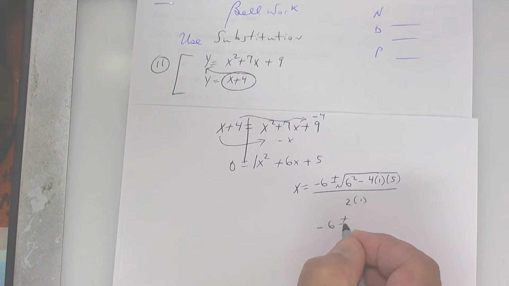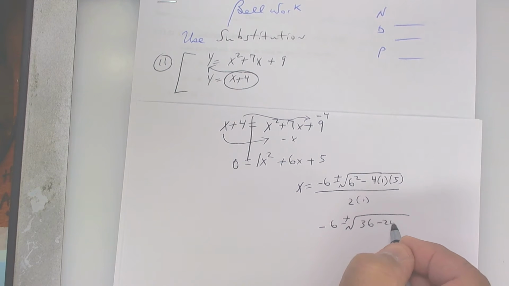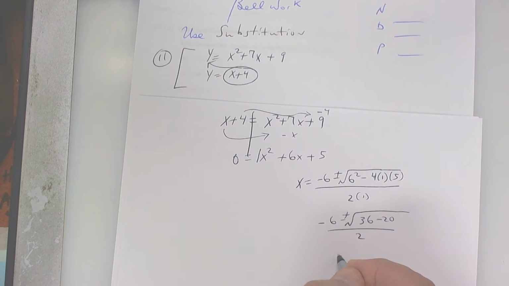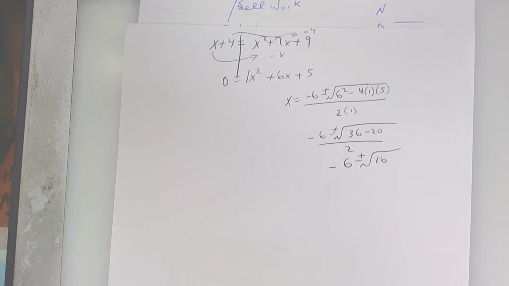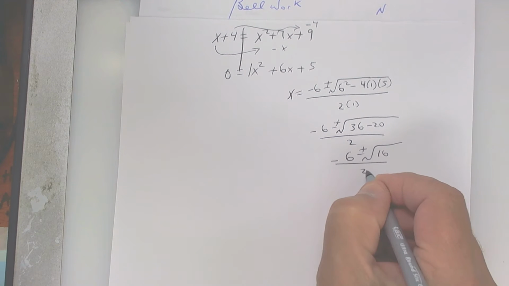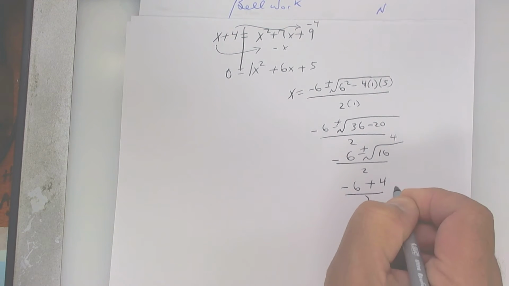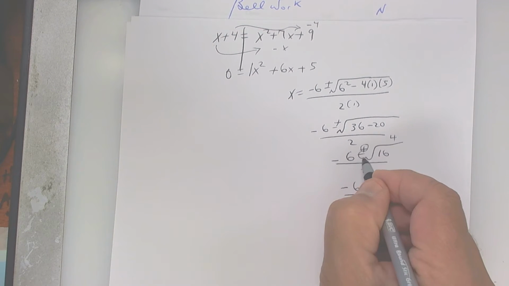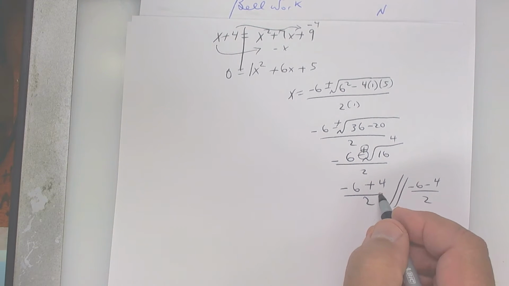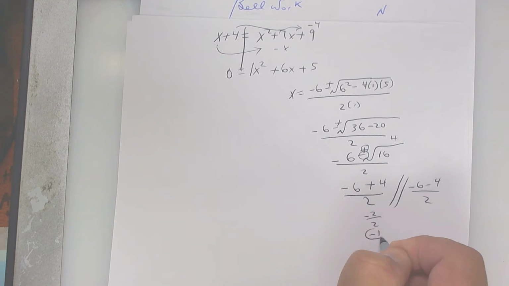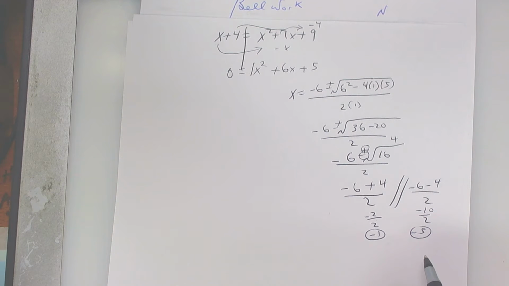So we get negative 6. This gives us 36 minus 20 over 2. This gives us 16, which is nice, and over 2. So negative 6 plus the square root of 16 is 4, so plus 4 over 2. That's the plus. And the minus is going to be negative 6 minus 4 over 2. So here we get negative 2 over 2, which equals negative 1. Here we get negative 10 over 2, which equals negative 5. Those are the two answers.